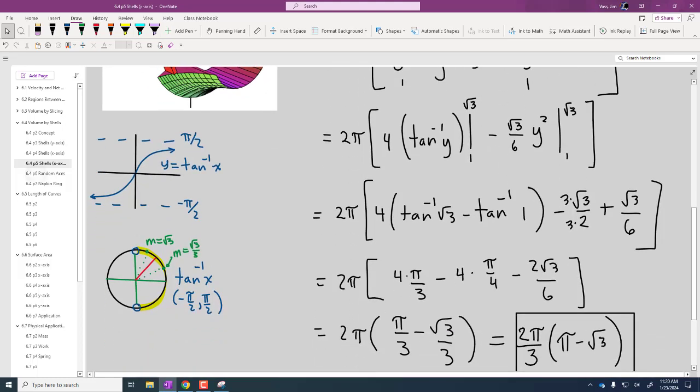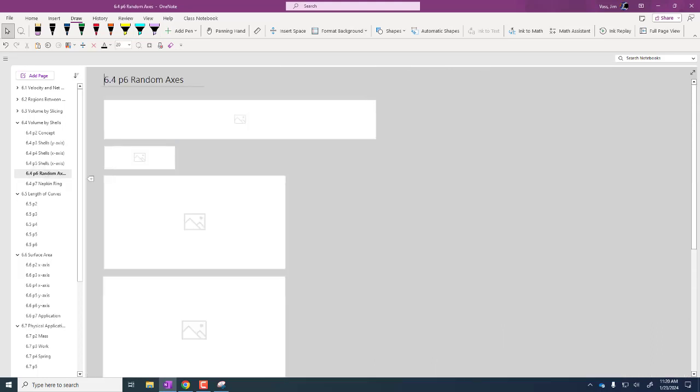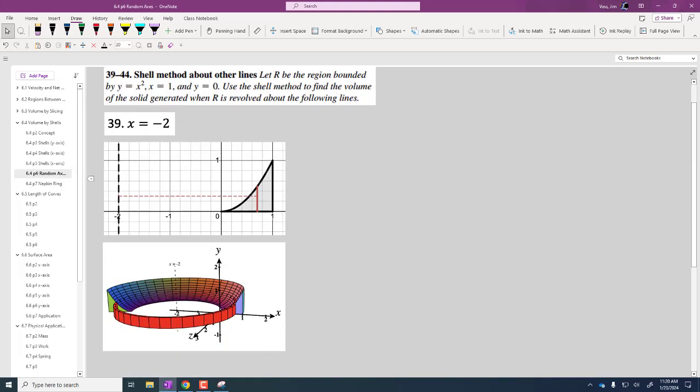Okay, so random axis, shell method around other lines. The shell method wasn't complicated enough. But our basic principles are going to stay the same. So we're going to find the area of a cylinder and integrate it. And to find the area of a cylinder, we need the radius and we need the height. That stuff all stays the same.